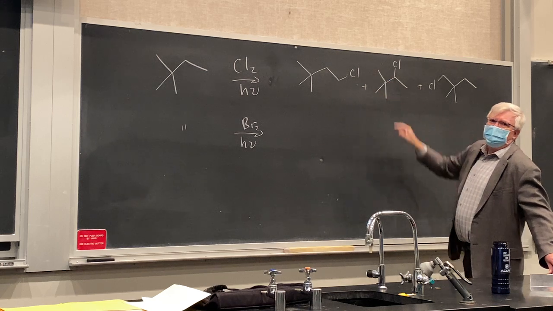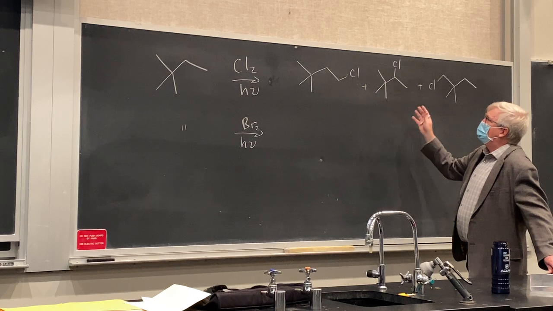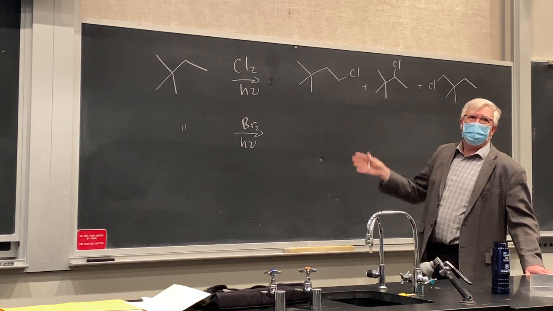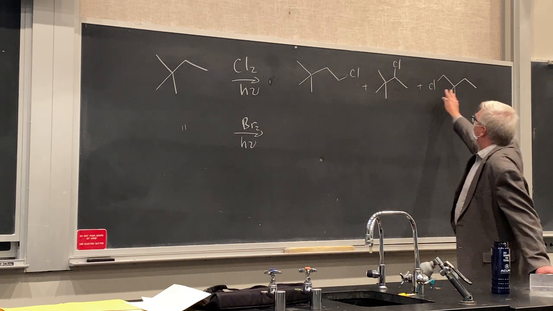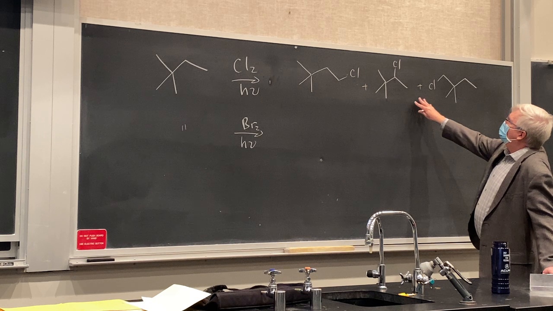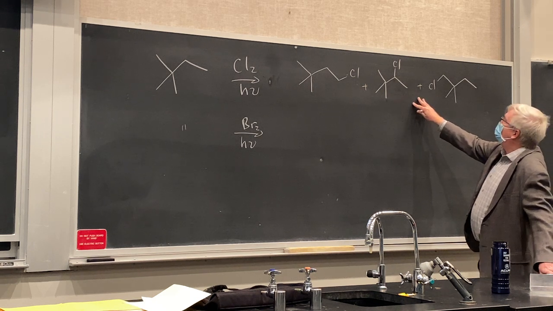Whereas here there's 9. And the relative selectivity of tertiary to secondary to primary is what, 5 to 3.8 to 1. So it's just not very selective. So draw them all out. Are these all the constitutional isomers? Yeah. Are these all the stereoisomers?